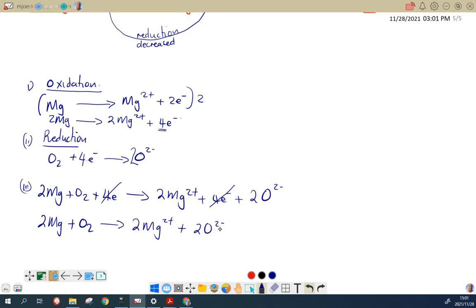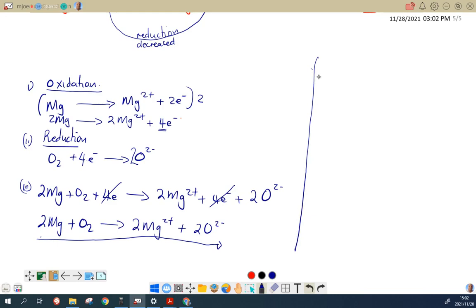oxide. And there are 2 magnesium, there are 2 oxygens, and the net charge on this side is 0. On the other side, 2 times 2 positive charges gives us 4 positive charges, and 2 times minus 2 gives us 4 negative charges. So they also cancel each other out and it becomes equal to 0. That means the equation is now balanced, both in terms of the species present as well as the ions, or the charges, that are present.